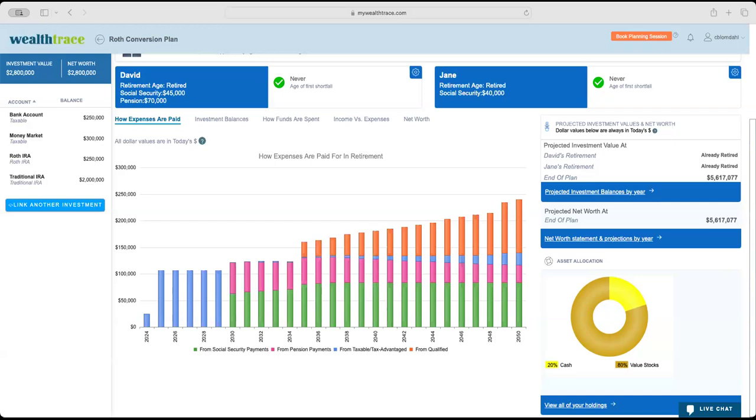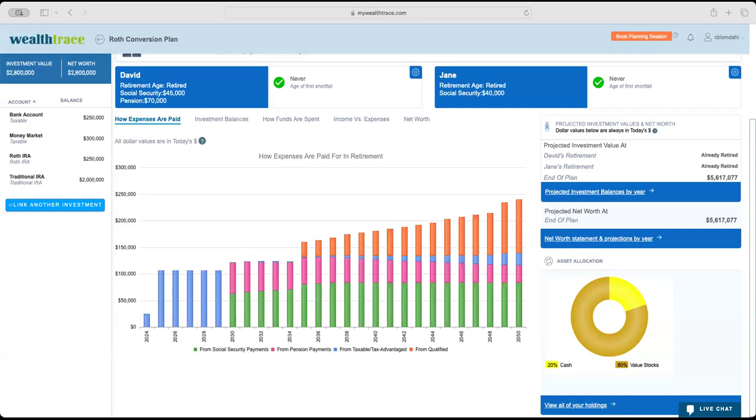Before we jump into the software, we'd like to give you a quick rundown on the difference between a traditional IRA and a Roth IRA, and what a Roth IRA conversion is. As most of you may already know, a traditional IRA is an account set up at a financial institution that allows an individual to save for retirement with pre-tax dollars. The funds are then able to grow tax deferred until you withdraw them in retirement.